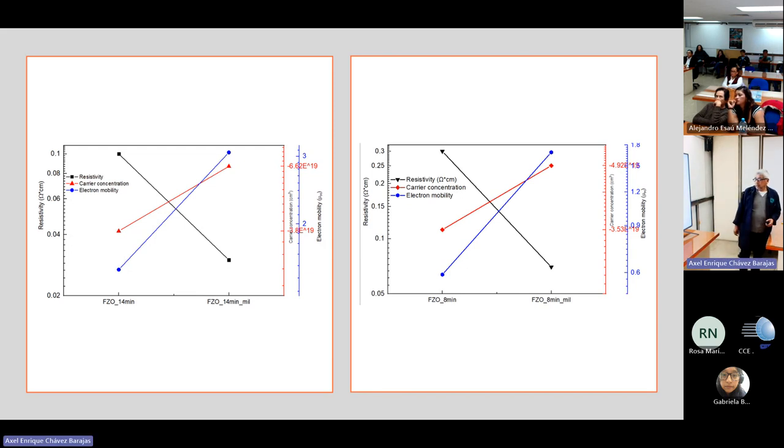This is the characteristics of resistivity: carrier concentration, effective electron mobility, and resistivity. Values are adequate for application as TCOs.